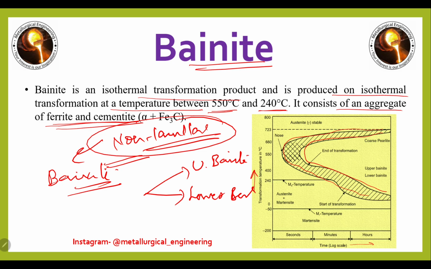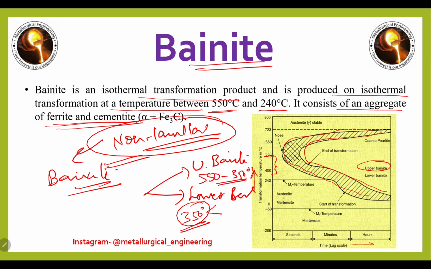Upper bainite forms between 550 and 350 degrees centigrade temperature. So this is the upper bainitic range, which is here, and the lower bainite forms in the range below 350. So lower bainite below 350, and for the upper bainite 550 to 350 degrees centigrade temperature.